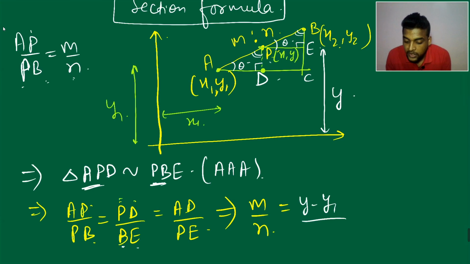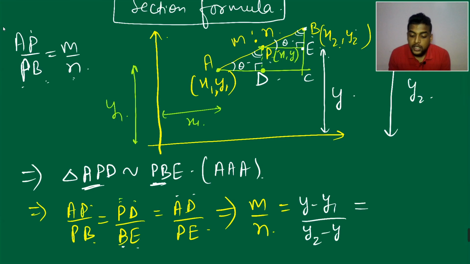Now let's see where BE is. Here is BE. We can say this whole length is y2, so BE is nothing but y2 minus y. Yes or no? From y2, if we subtract y, we get BE. So y2 minus y, and this is equal to AD upon PE. Now what is AD? AD is this length, which is nothing but x minus x1, because this whole is x. Out of x, if we subtract x1, we get AD.